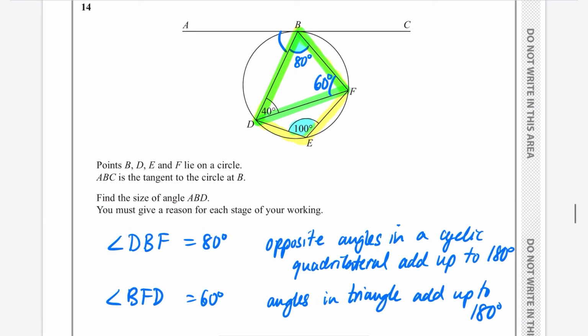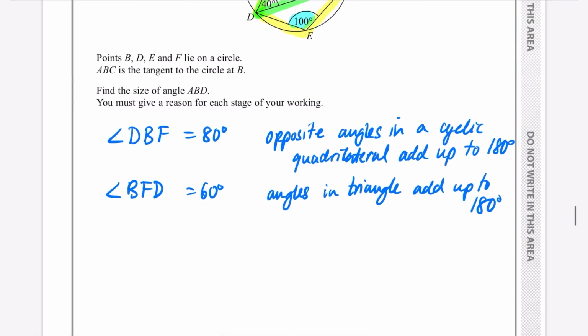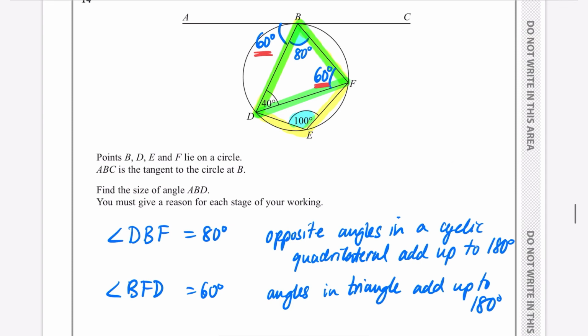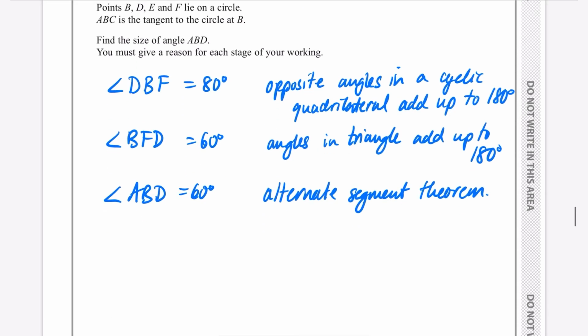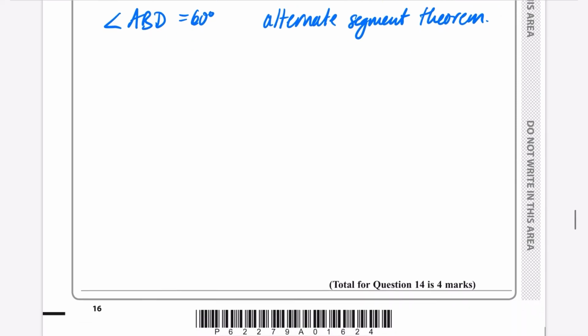Now actually we can go straight to what the answer is. ABD is 60 degrees, and this is because this angle and this angle are equal because of the alternate segment theorem. Okay, if you don't know that, it's something you're going to have to look up as well, and I'm going to be doing some videos on that very soon as well. So angle ABD is equal to 60 degrees, and this is because of the alternate segment theorem. You don't need to say the word theorem. If you just said alternate segment, that's perfectly fine too. So the answer to that was 60 degrees.